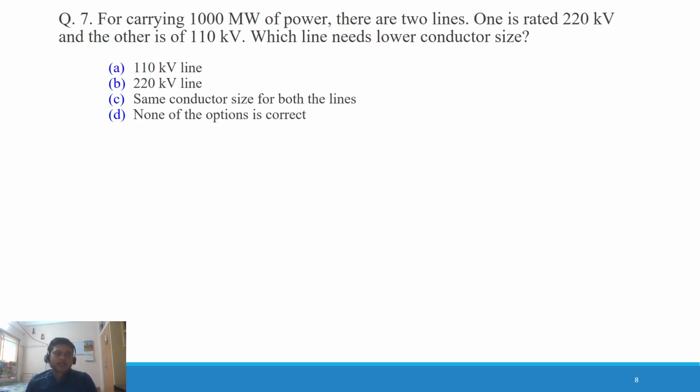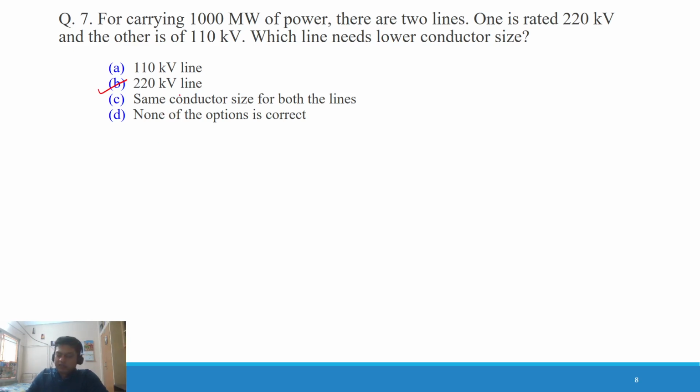The next question is: for carrying 1000 megawatt of power, there are two lines. One is rated 220 kilovolt, and the other is of 110 kilovolt. Which line needs lower conductor size? For carrying the same amount of power, if the voltage level increases, then absolutely the current decreases. So the one having the higher voltage level will carry lesser current for the same power, and the conductor size depends on the current carrying capacity. So the correct option will be the 220 kV line because it has the higher voltage level.